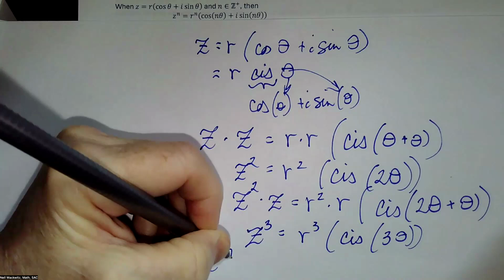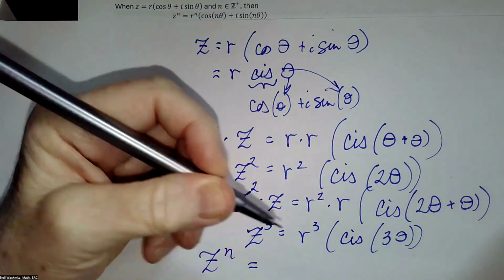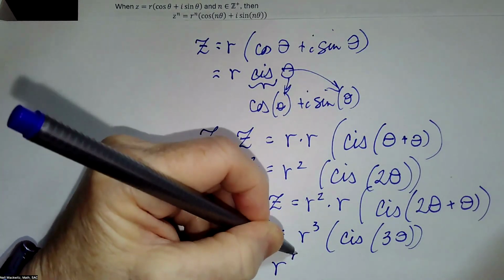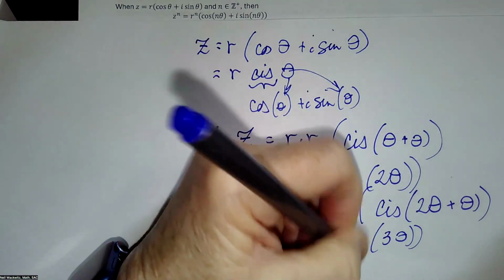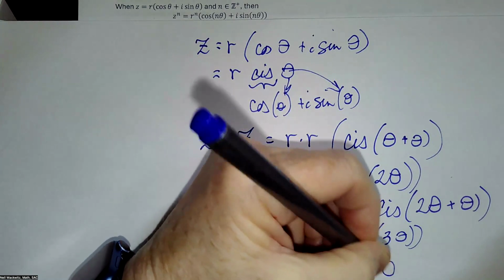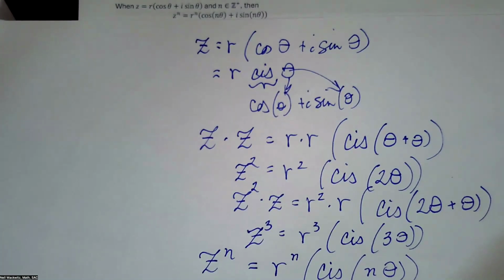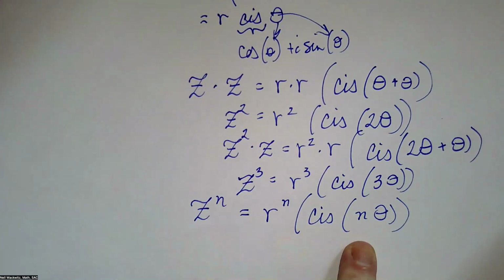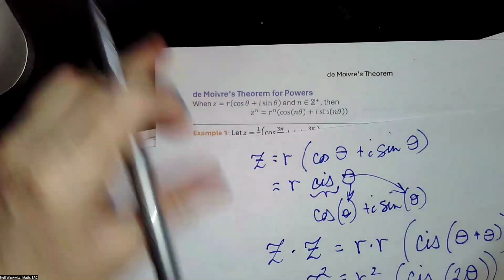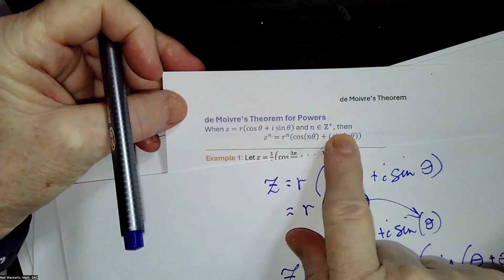So that z to the n is equal to r to the n cis n times theta. This is de Moivre's theorem for powers, where n is an integer.